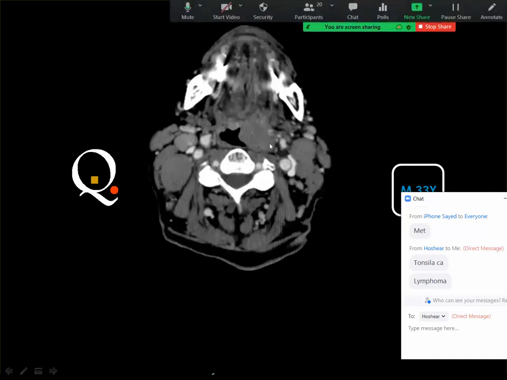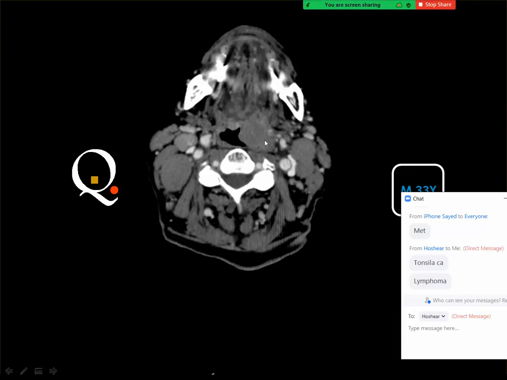If you look here and you see a mass in the tonsillar fossa or the left side of the oropharynx, inseparable from the base of the tongue and from the lateral wall of the pharynx, then you should say that this is carcinoma.